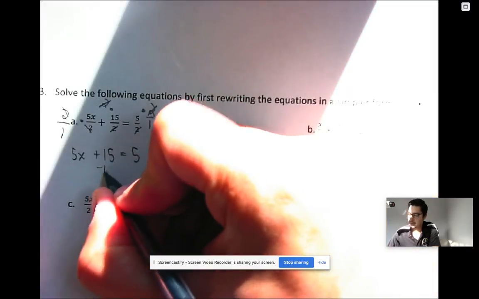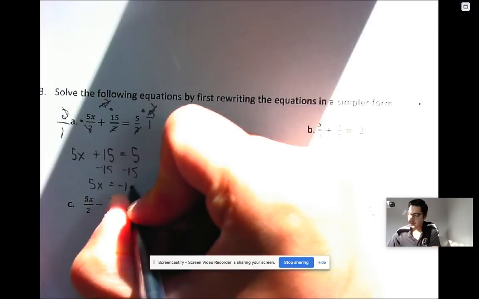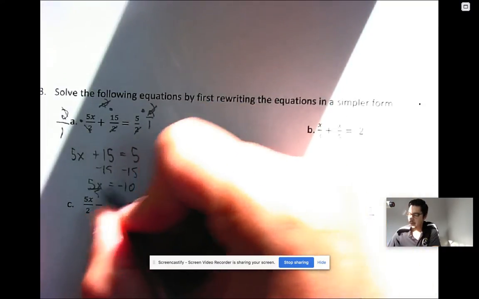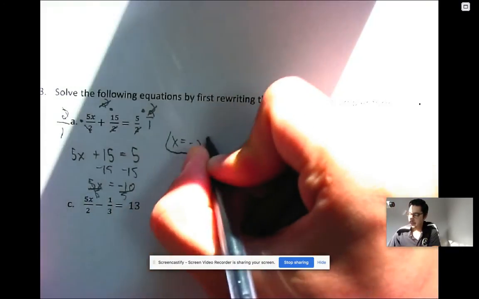And then we can solve for this as we know how to do, which would be minus 15 first to both sides. Then we'll have 5x equals negative 10, divide by 5. And your final answer here is x equals negative 2.